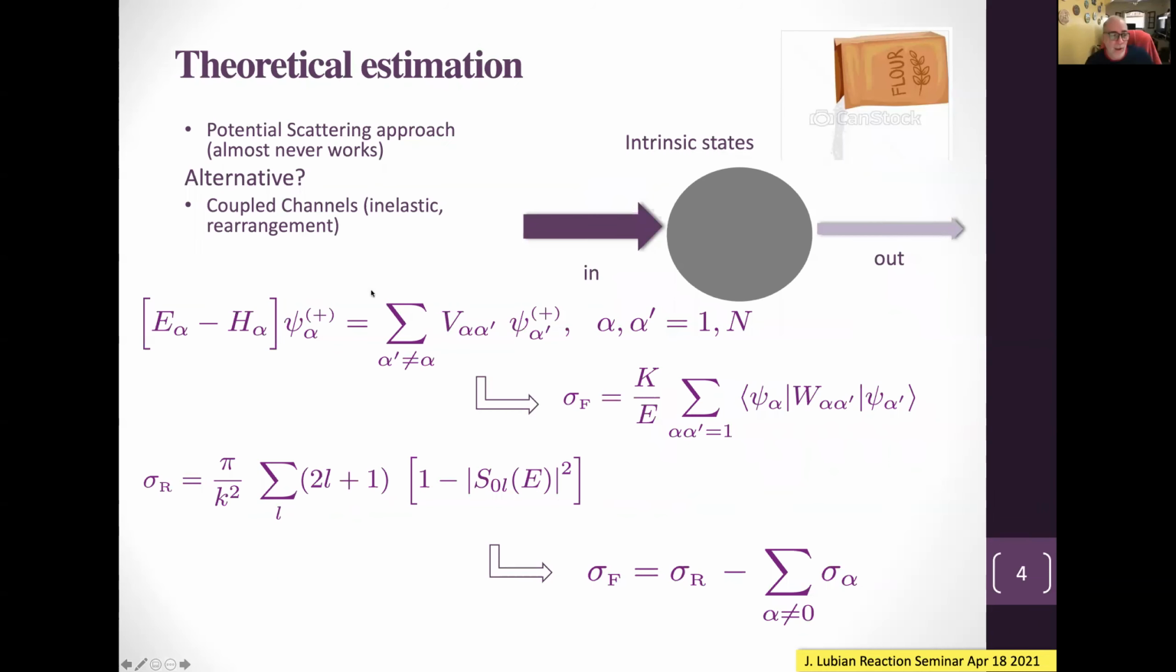This is the case I'm showing here when we have some excited states. I'm putting here some picture, just not a realistic picture. We solve this coupled equation, and from this coupled equation, we can take the absorption from each channel. By determination of the S matrix, we can determine the reaction cross section. And from the reaction cross section, if we subtract all the direct reaction channel cross sections, we get the fusion cross section. This is what is usually done when we have a tightly bound system.